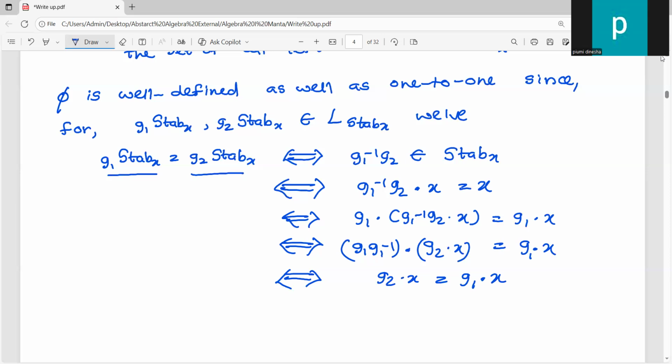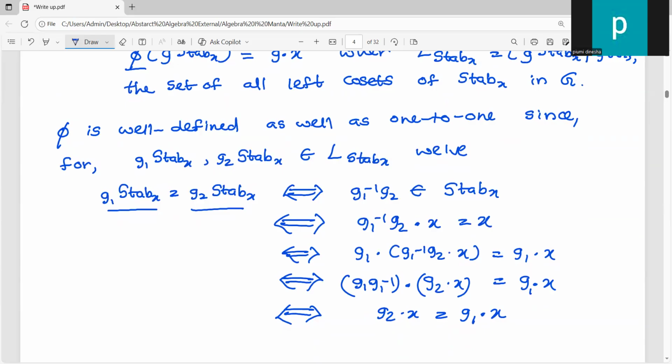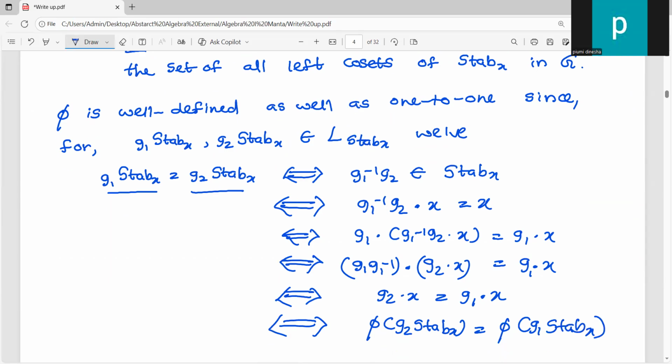By definition of the function phi, G dot X is simply phi of G stab X. So over here we have G2 dot X. By definition of this function, we have this to be phi of G2 stab X equal to phi of G1 stab X. Exactly what we wanted to show. So we see that this function is, if you consider the forward direction, well defined, and the other direction, one-to-one.